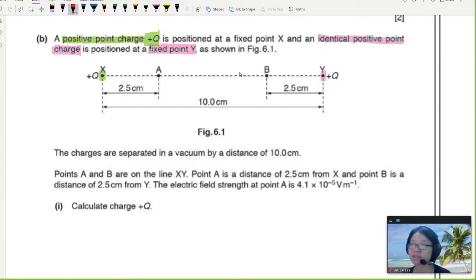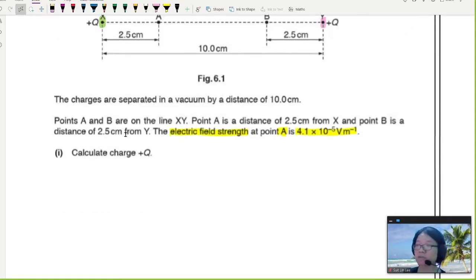So, a pretty familiar setup. But today, instead of point charges A and B, they put point charges X and Y. Points A and B are on the line XY. Point A is 2.5 cm from X and point B is 2.5 cm from Y. The electric field strength at A is 4.1 times 10 to the power negative 5 volt per meter. Calculate the charge plus Q. This question is a little bit different: you're not given a graph, but you're given values.